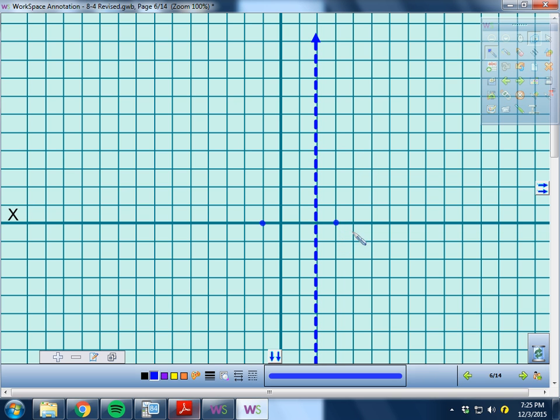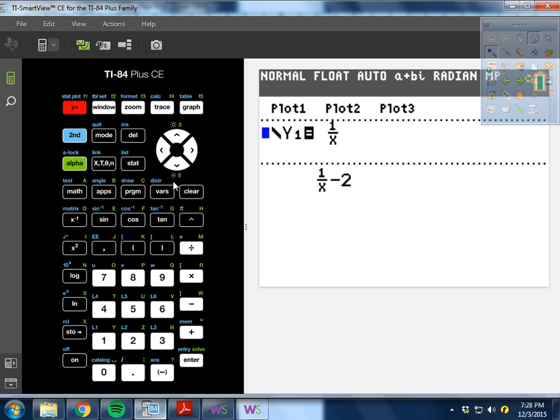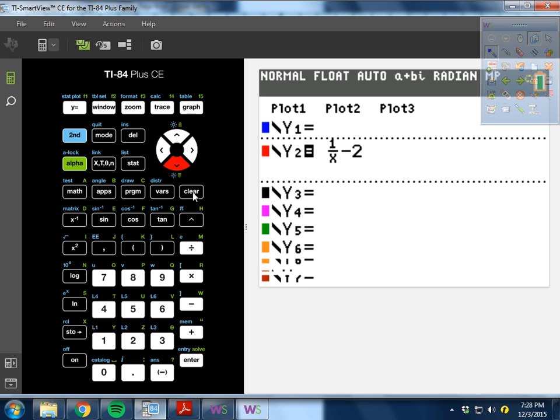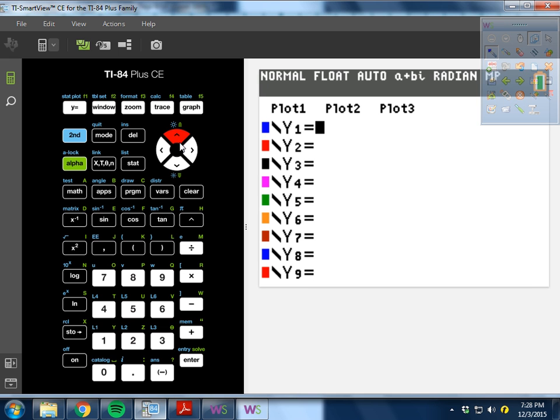Now, other than that, I really don't have any other information here. So what we're going to do is we're going to use our calculator to kind of help us draw this picture, okay? But anything that you have found has to be on your graph, all right? If it's not, you're going to get points taken off, okay? So let's look here. Go to your y equals. Make sure you take everything out. And we're going to put that equation in.